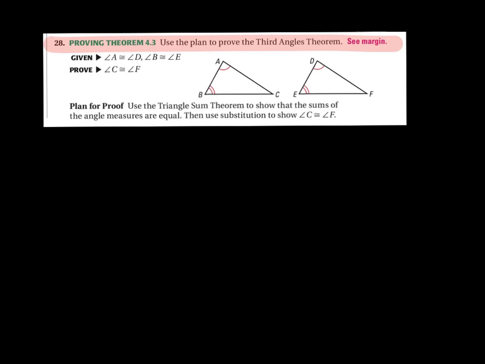Okay, so this one says use the plan to prove the third angles theorem. So you're not allowed to use the third angles theorem when you're given something like this. You're trying to prove it, okay? So it told you that angle A is congruent to angle D, angle B is congruent to angle E, and you're trying to prove that angle C is congruent to angle F. So where do I start? The given, angle A is congruent to angle D, angle B is congruent to angle E.